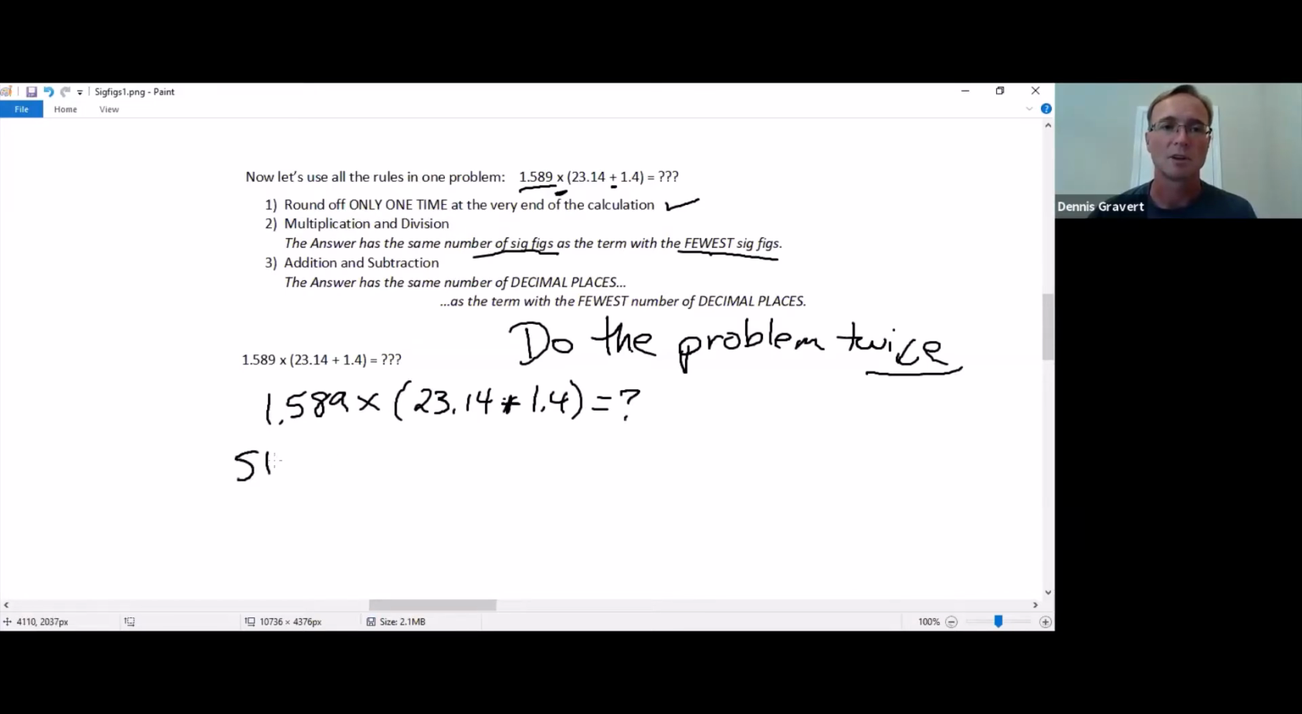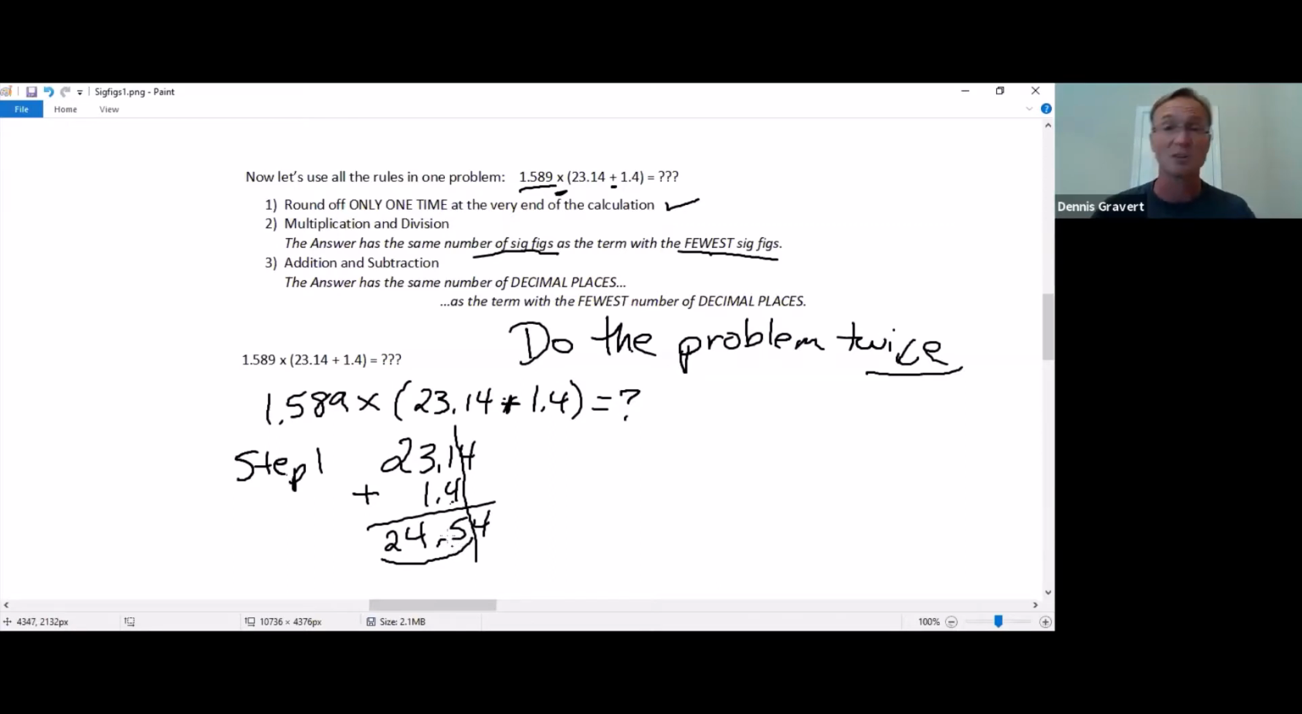So step 1, I need to add these together. And if this is the only calculation required, I would keep the fewest number of decimal places, right? And I would do it vertically, 1.4. So you add this up, that's a 4 and a 5, 24.5. I would say, okay, this one only has one decimal place. The top number had 2. I need to shave it off here. So this would be the number I would report if I'm all done.